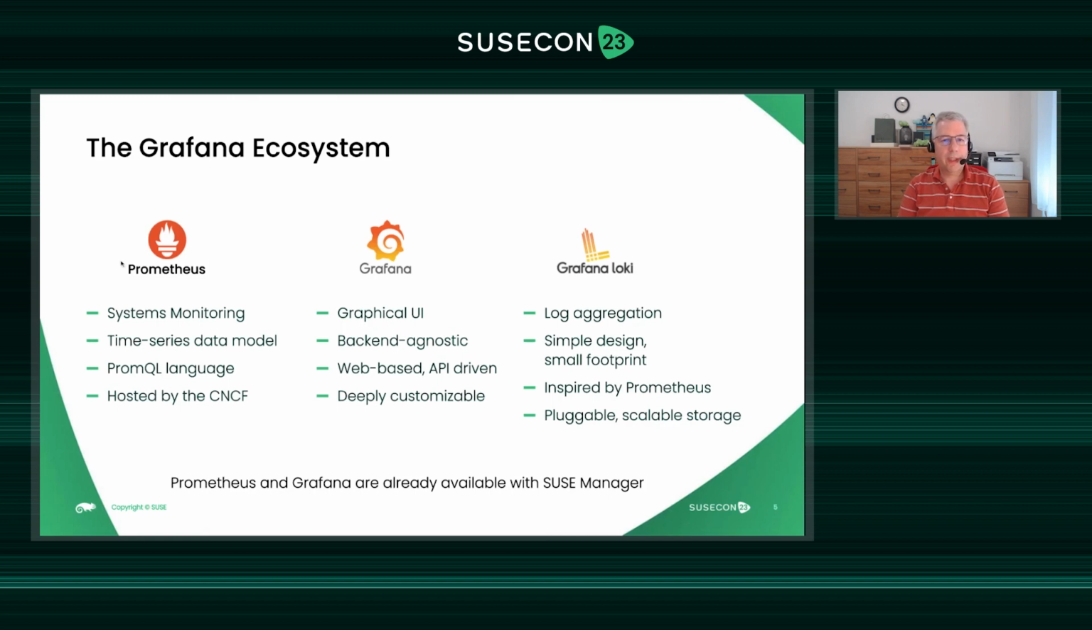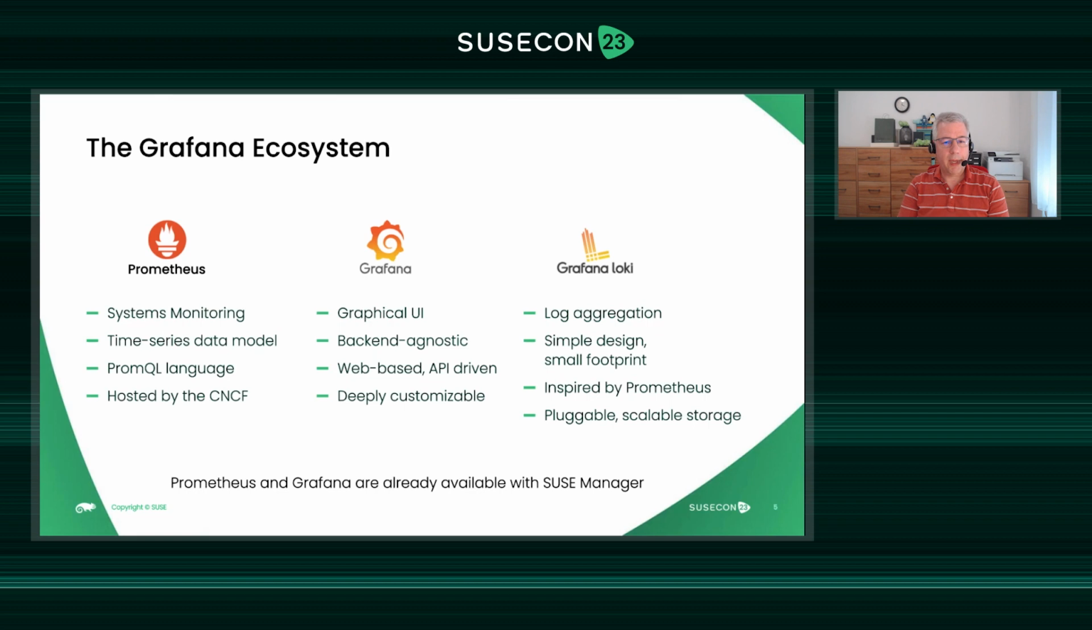The Grafana ecosystem provides three important building blocks to an end-to-end monitoring solution. On the data collection side, Prometheus is a time series database optimized for systems monitoring with a special querying language, PromQL, which enables you to combine and retrieve monitoring data. This is a project hosted by the CNCF, just like the other two components we're covering here.